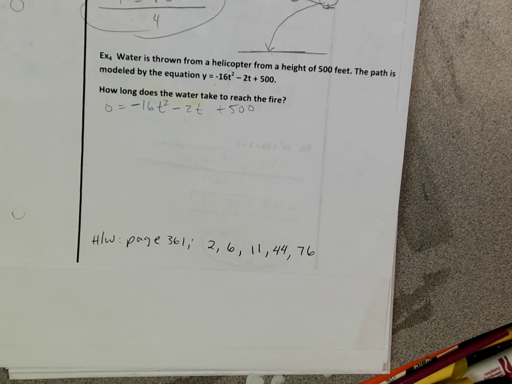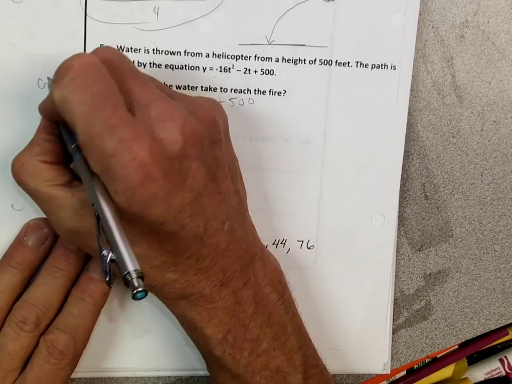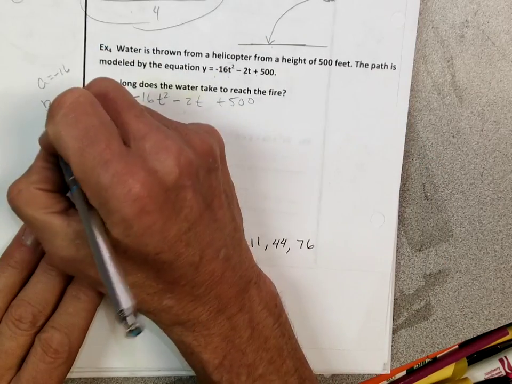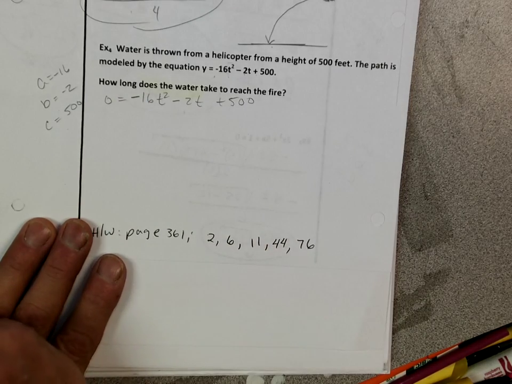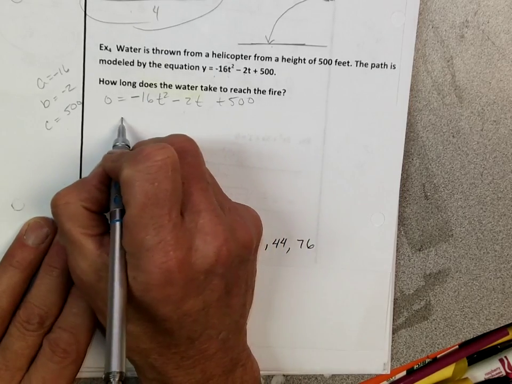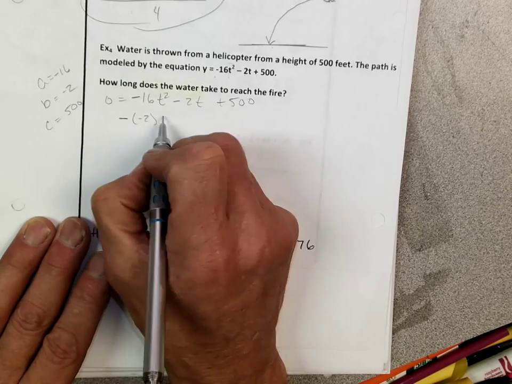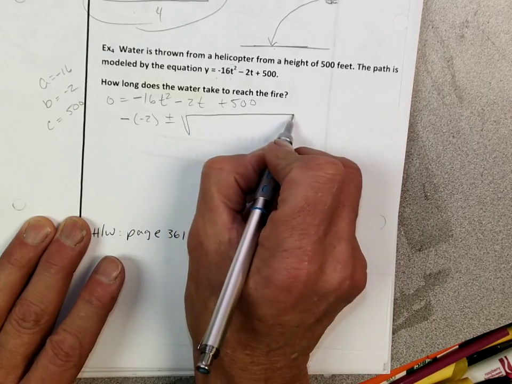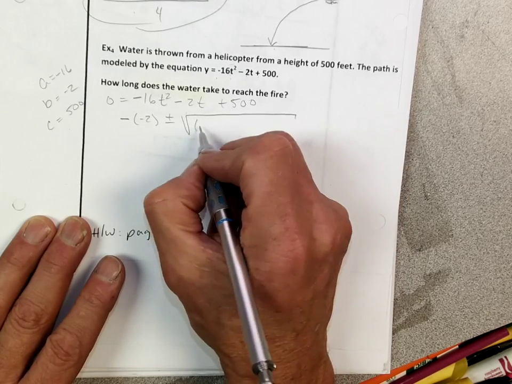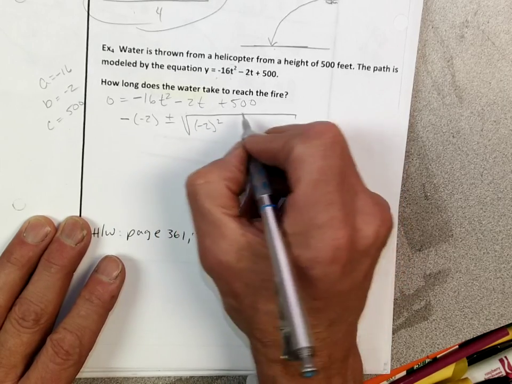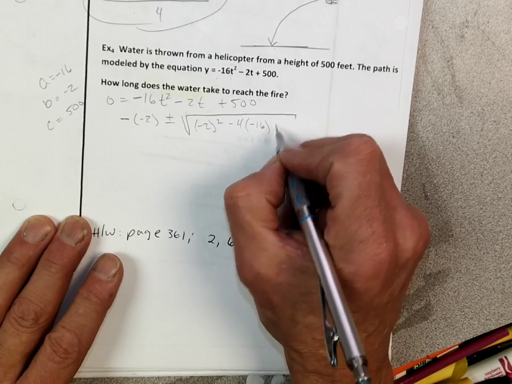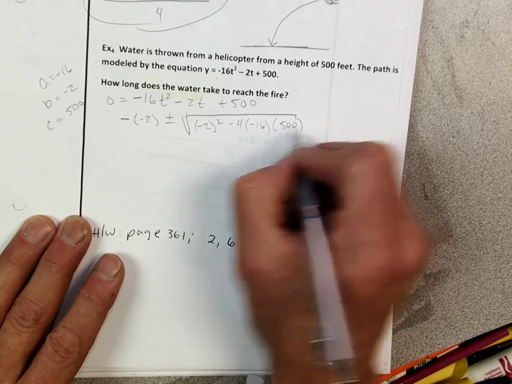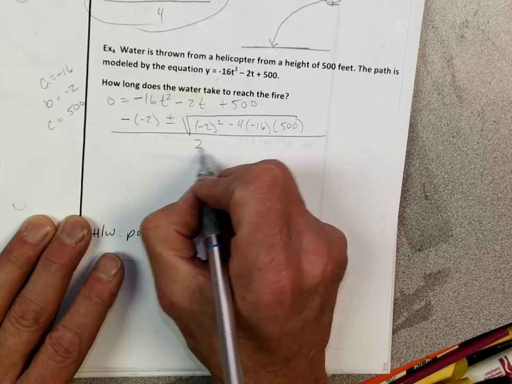And this time I'm actually going to get a decimal answer because I need an answer. So A is -16, B is -2, C is 500. Let's just use the formula. -b, -2, plus or minus big square root, b squared, which is -2 squared, minus 4 times a, which is -16, times c, which is 500, all over 2 times a, which is -16.